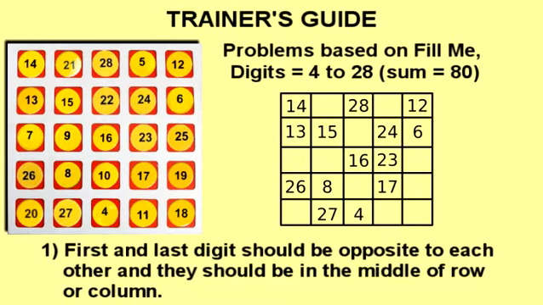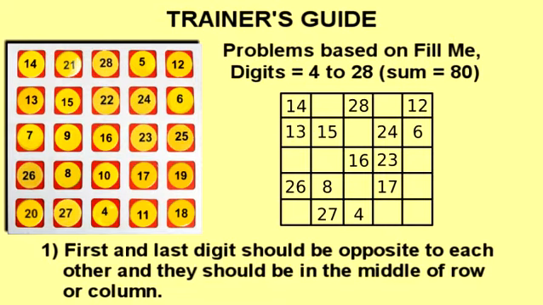Let us see over here. Our first digit is 4 and the last digit is 28. They are placed opposite to each other in a row or column. They can also be placed over here or here. So you can see first condition is satisfied, like first and the last digit are opposite to each other. We can now move to our second condition.